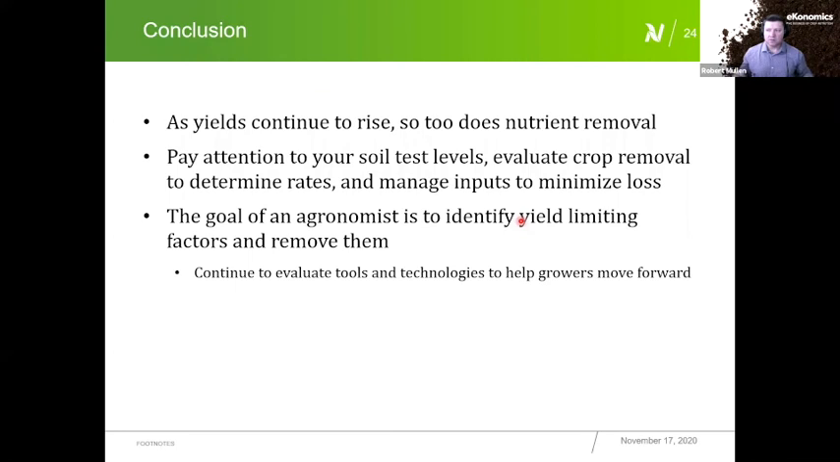So as yields continue to rise, so too does nutrient removal. I don't think that's a ground shaking conclusion to make. You all are probably intimately aware of that reality. The one thing that I continue to say is pay attention to your soil test levels.